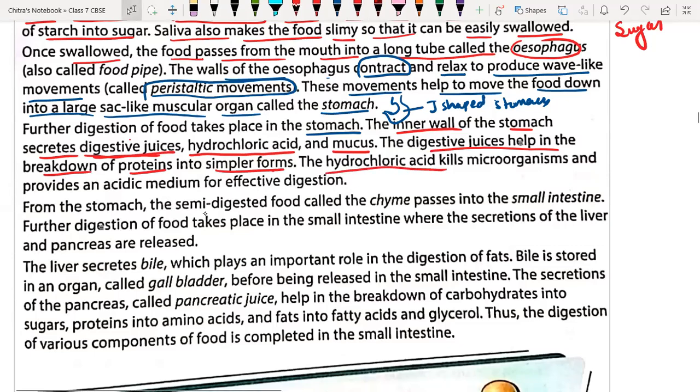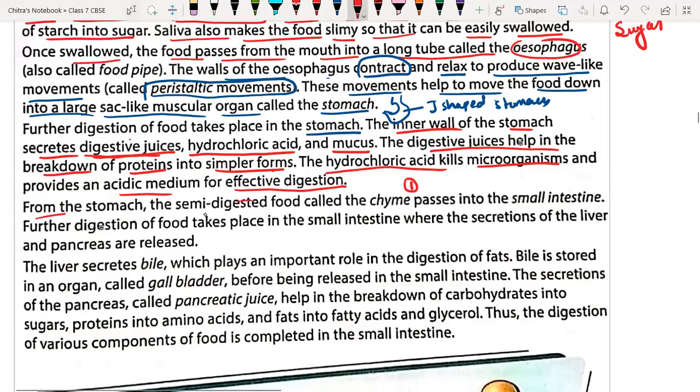The hydrochloric acid kills microorganisms. Okay, so this is the first function of the acid. It kills the microorganisms and it provides an acidic medium for the effective digestion of the protein. Means it activates the pepsinogen enzyme.